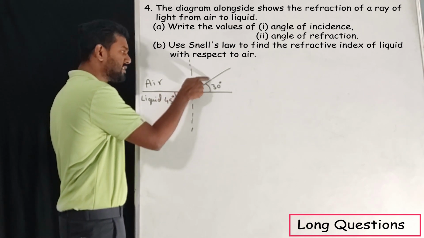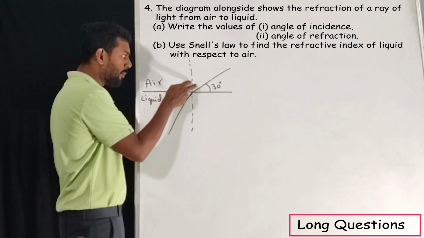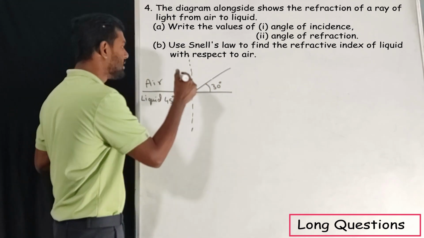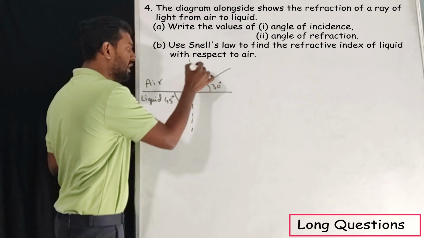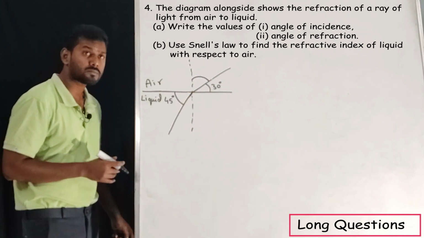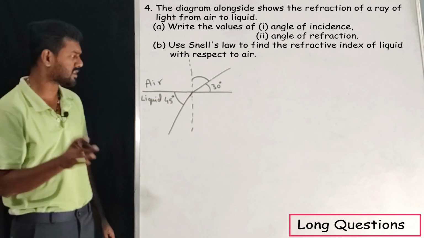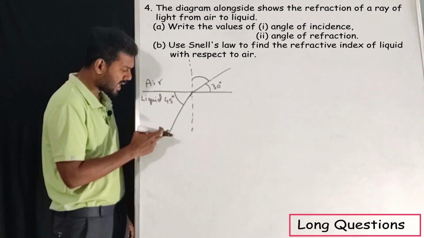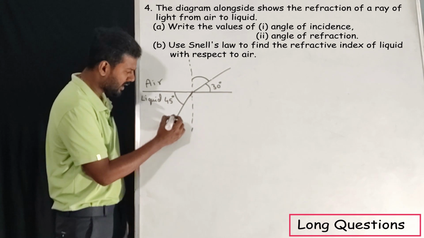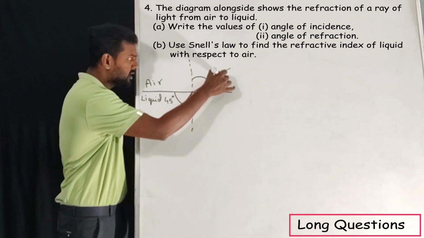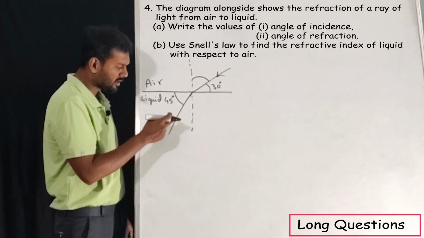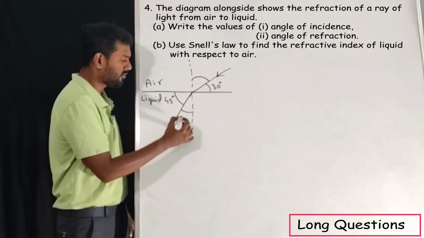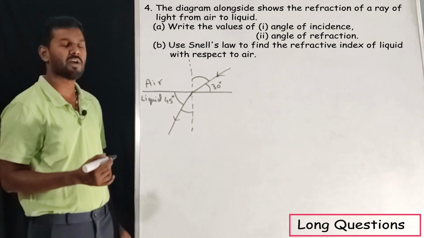Okay, the angle between the incident ray, this is the incident ray, and the normal is called the angle of incidence. This is the angle of incidence. And they are asking for the angle of refraction also, so that means this is also wrong. What do you mean by angle of refraction? The angle between the refracted ray, this is the refracted ray, and the normal is called the angle of refraction. So this is what we have to find.